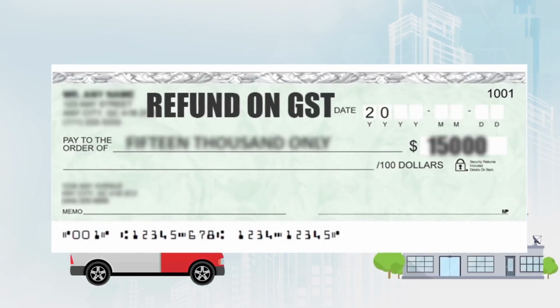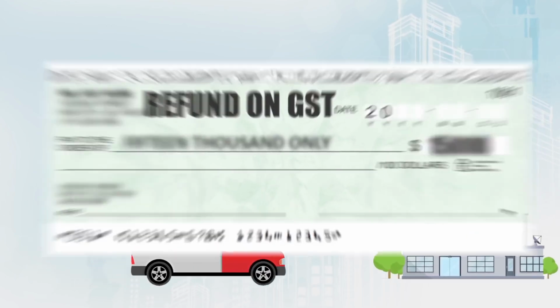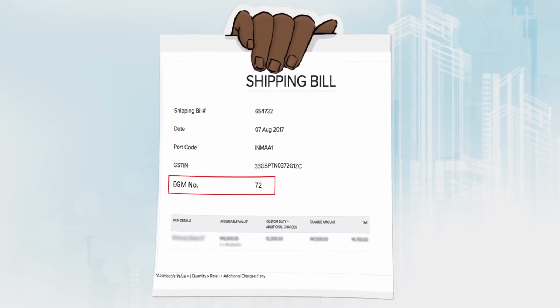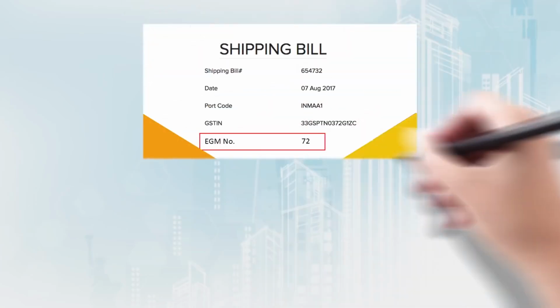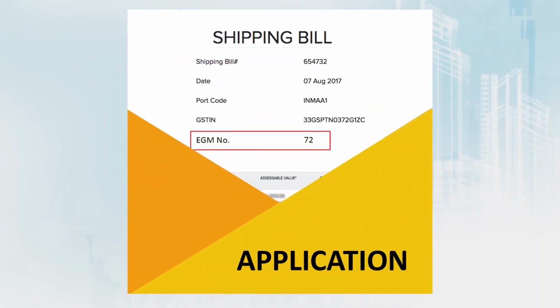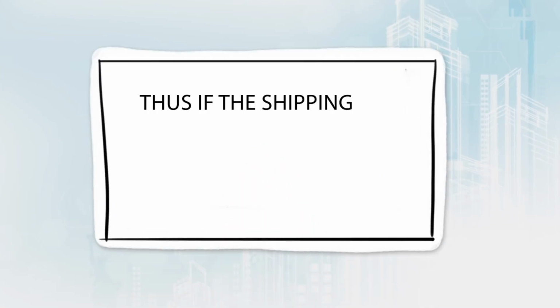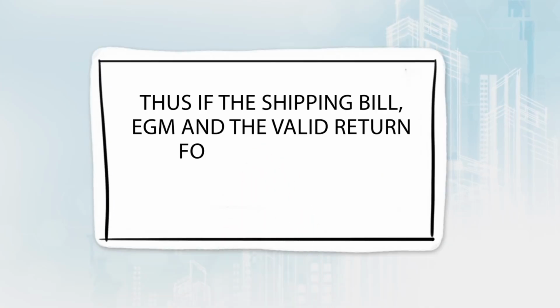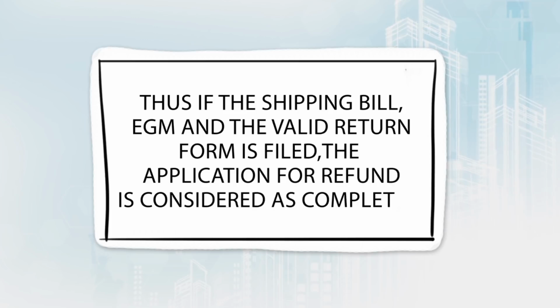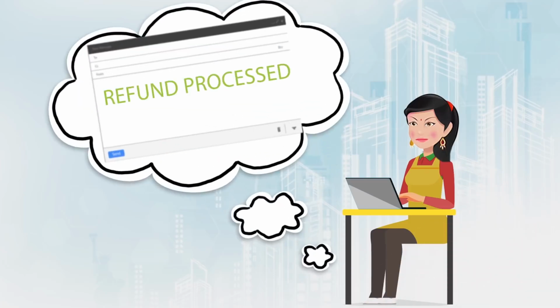The refund of GST paid on the goods exported is covered by the CGST rules. Instead of filing a separate application for refund, the shipping bill filed by an exporter is deemed to be an application for refund in such cases. Thus, if the shipping bill, EGM and the valid return form is filed, the application for refund is considered as completed. The refund will be processed automatically thereafter.